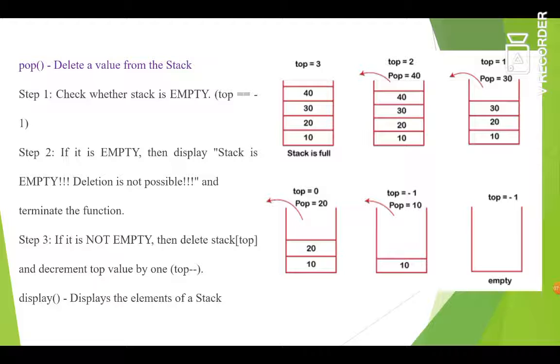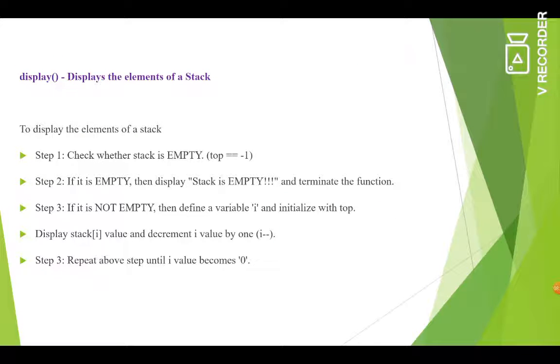So if we perform the pop operation, it removes 30 from the stack, and once again the top is decremented by 1. So now top is equal to 1. Like that you can delete the elements, you can pop out the elements from the stack until the stack becomes empty. The last function is display.